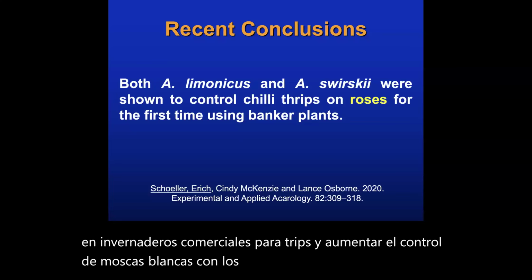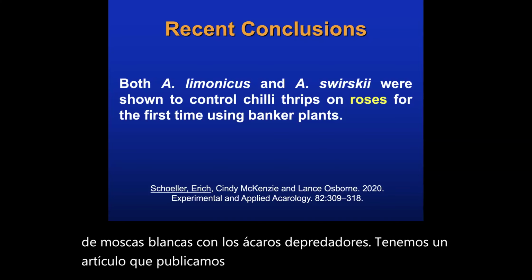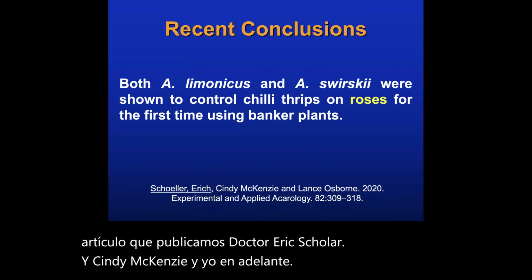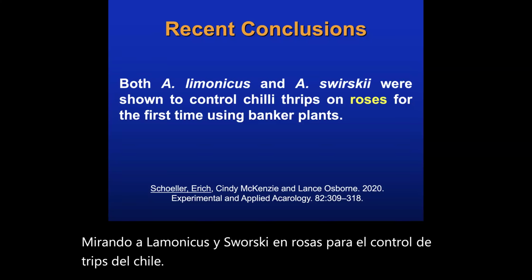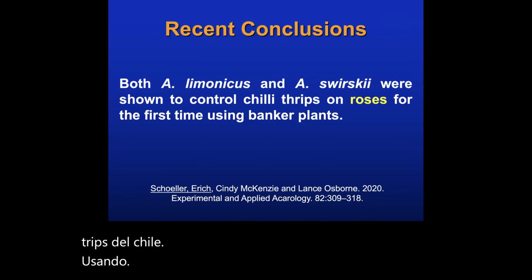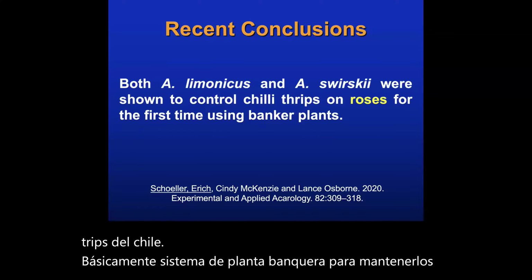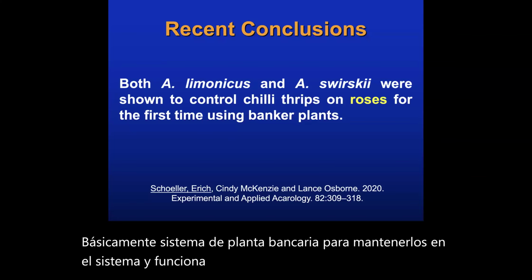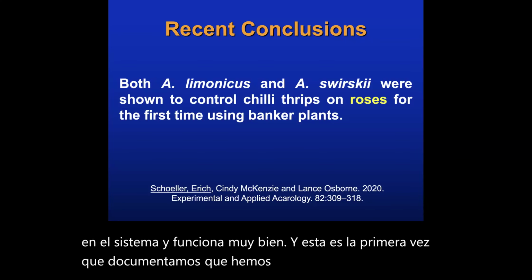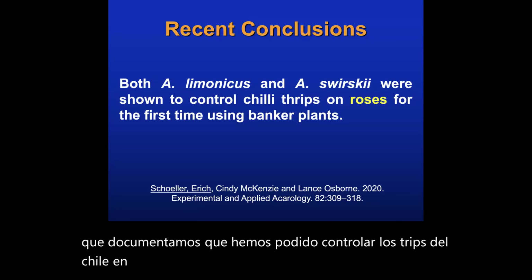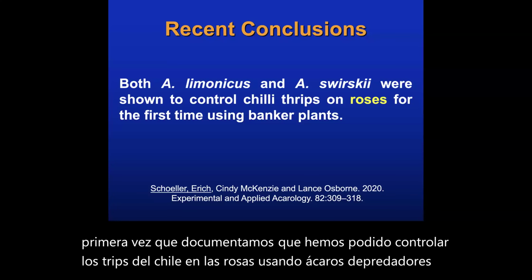We have a paper that we published, Dr. Eric Scholler, Cindy McKenzie, and myself, looking at Lamonicus and Swirskii on roses for the control of chili thrips, using basically a banker plant system to maintain them in the system, and it worked very well. This is the first time we've been able to control chili thrips on roses using predatory mites. Without the banker plant system, we were not successful.